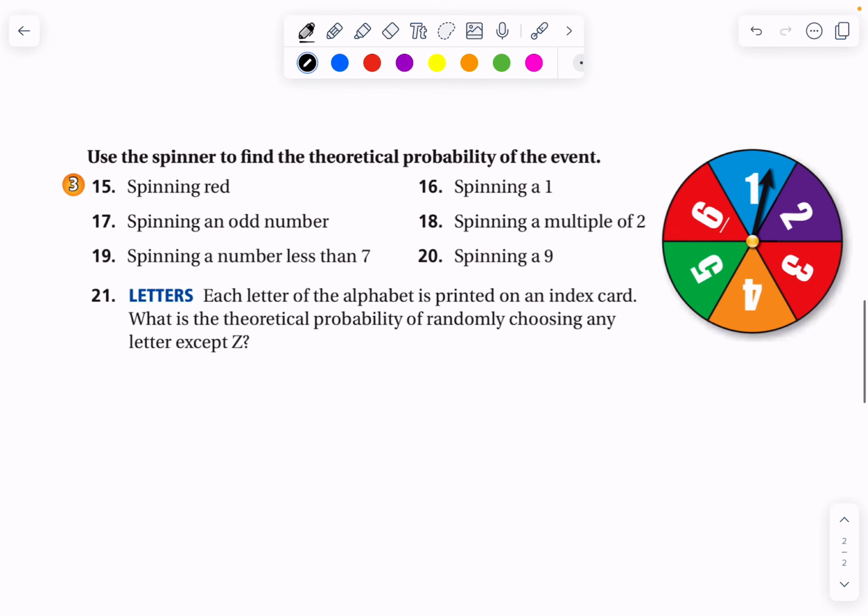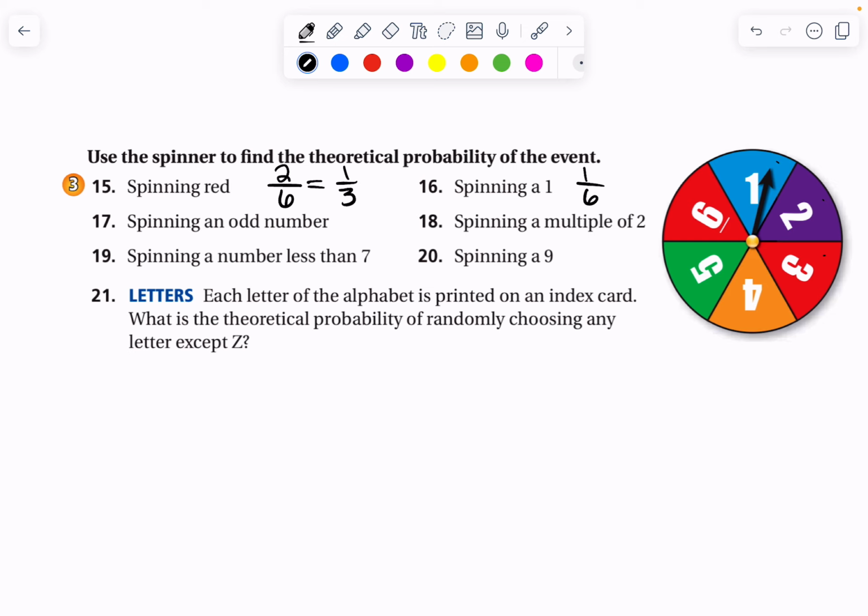Theoretical probability, again, this is what we would expect to happen. So here it says use the spinner to find the theoretical probability of the event. When I look at this spinner, I have 6 equally likely outcomes, 6 equal sections here. And so the probability of me spinning red, 2 of those 6 are red, so that would be 2/6, or I could simplify this to 1/3. Spinning a 1, I only have 1, so that would be 1/6.